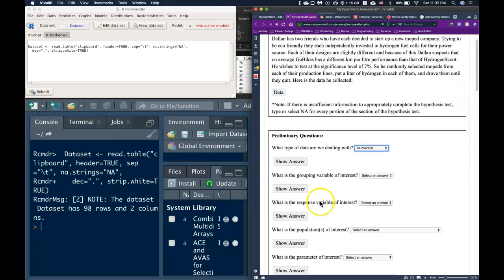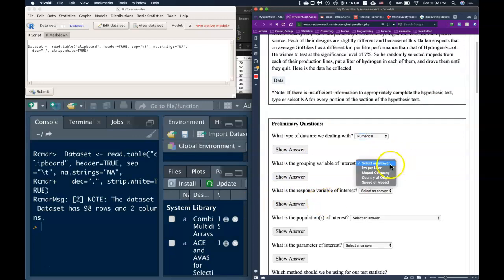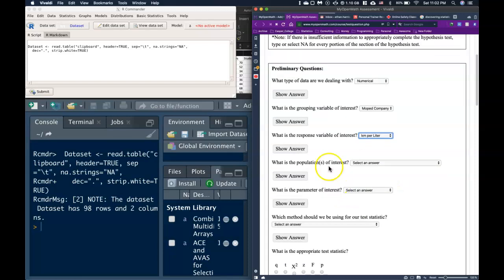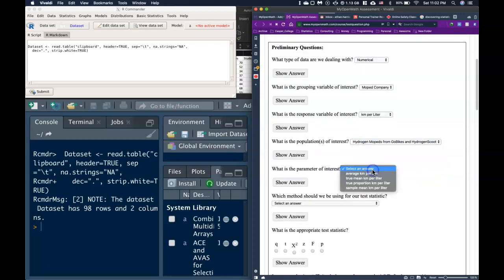Then it says, what's the grouping variable of interest? The moped company is our group. The response variable that we're interested in is the kilometers per liter, or how far this thing goes. And the population of interest is not all hydrogen mopeds, not electric mopeds from GoPeds and Hydrogen Scoot, but just the hydrogen mopeds from GoBikes and Hydrogen Scoot. So the parameter of interest is the true mean kilometers per liter.